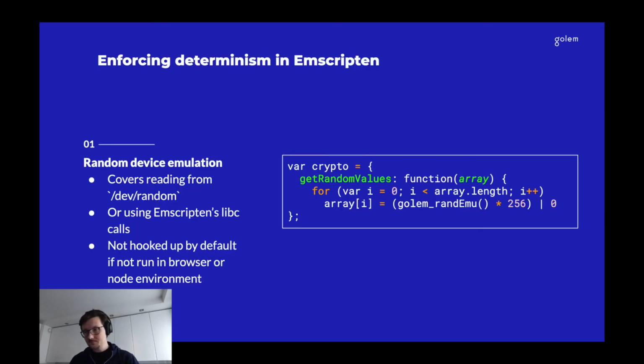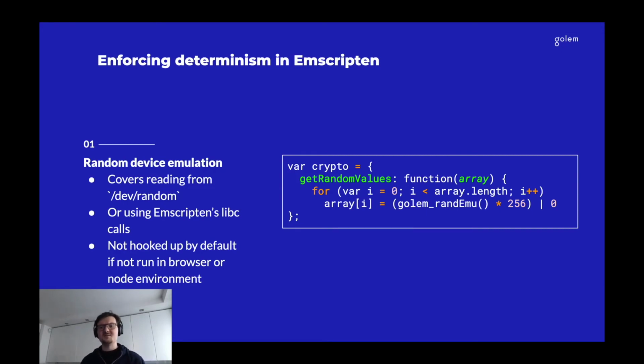So now this is very, very exciting. How can you actually enforce determinism in Emscripten? The first thing is obviously random numbers. I call it random device emulation. This covers anything from access, on Linux at least, or Mac, to the raw /dev/random device, or using any of the Emscripten libc calls, such as, I think it's rand, from within Wasm.